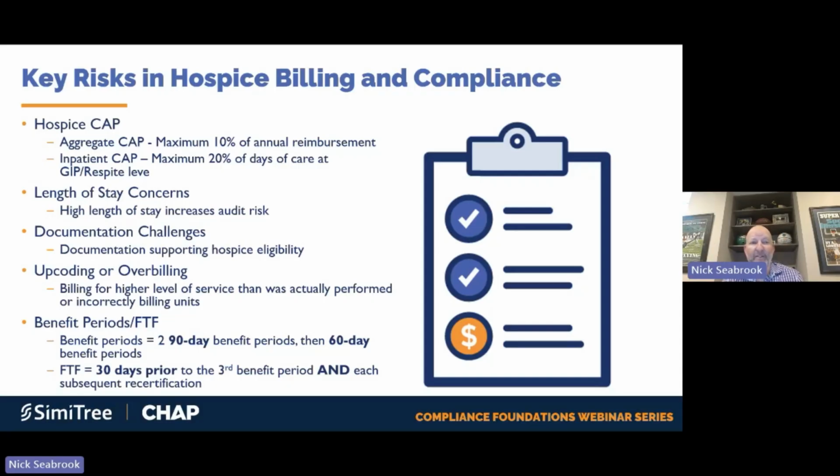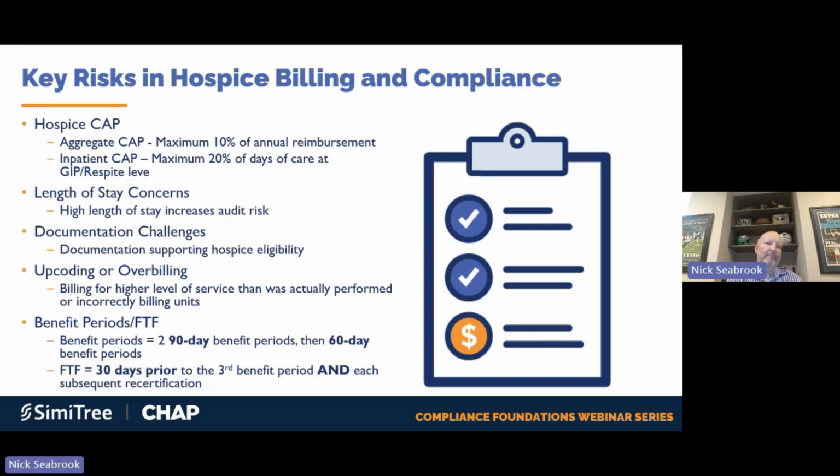Length of stay concerns, again, this is another area where we talk about some of these government audit risks. And if Medicare looks at the data and they see your length of stay is 50% higher than what the average length of stay is nationally, you're going to be at risk of an audit, right? You're going to be at risk of an audit from a length of stay concern standpoint, but also you're probably going to be running into cap issues as well.